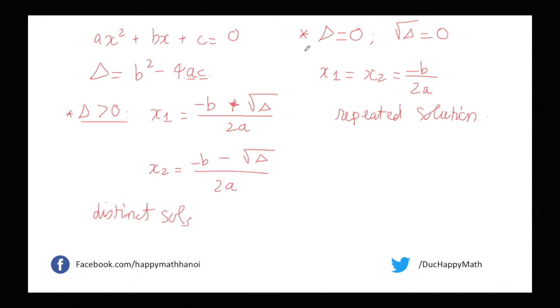Okay, so the last case is delta less than 0. You remember the formula of the solution of the quadratic equation has a square root. The condition for the square root to exist is that delta has to be greater than or equal to 0. But in this case delta is less than 0, so the square root cannot exist. And then you will have no solution in this case.